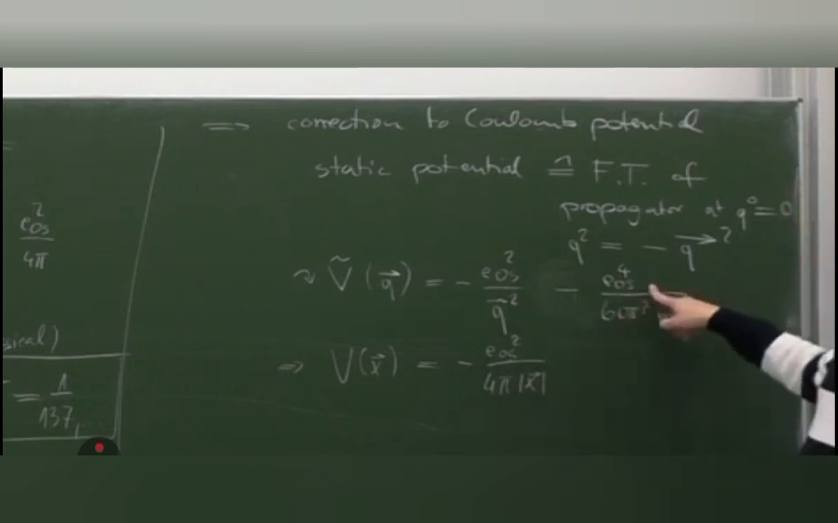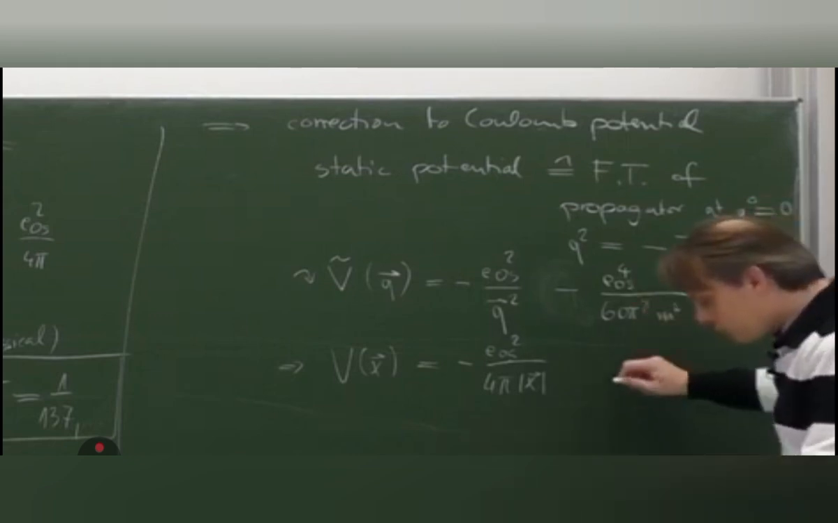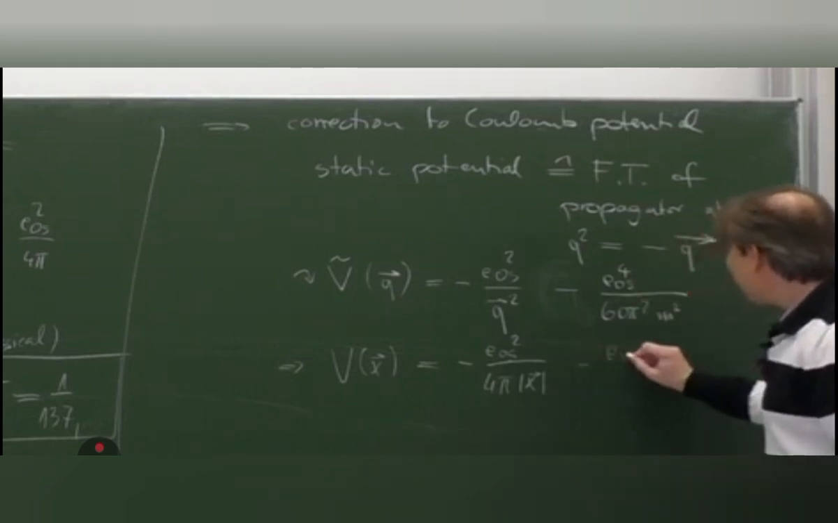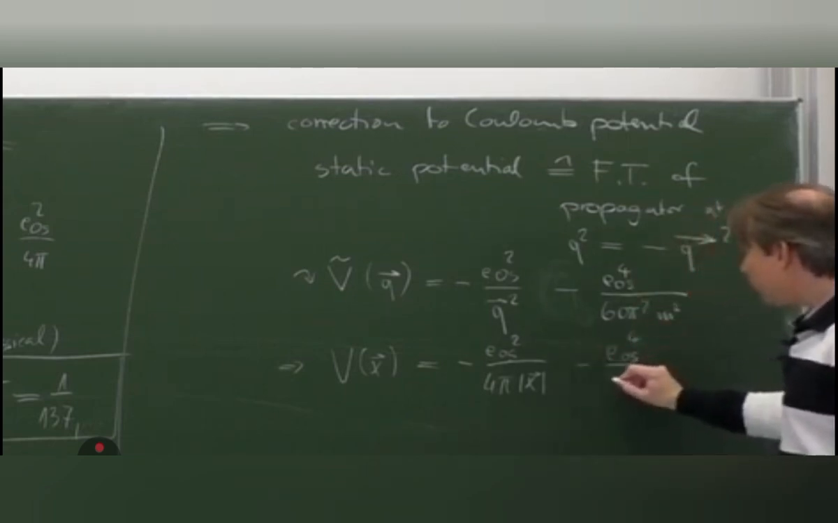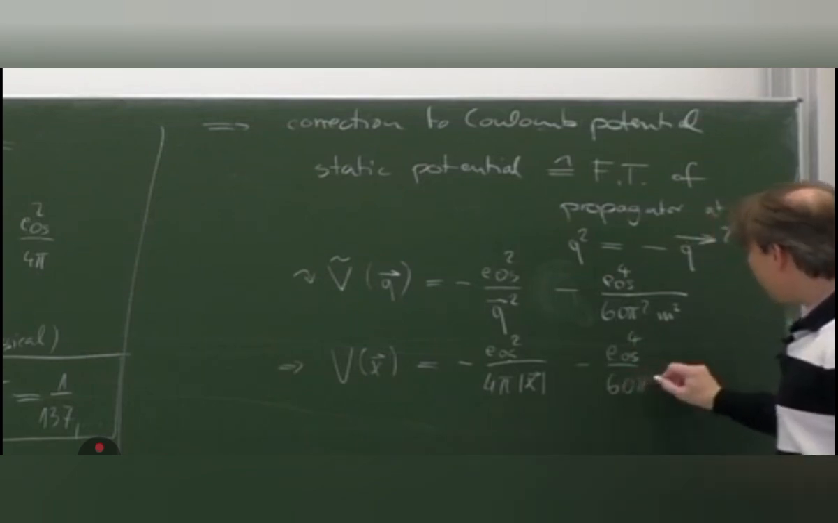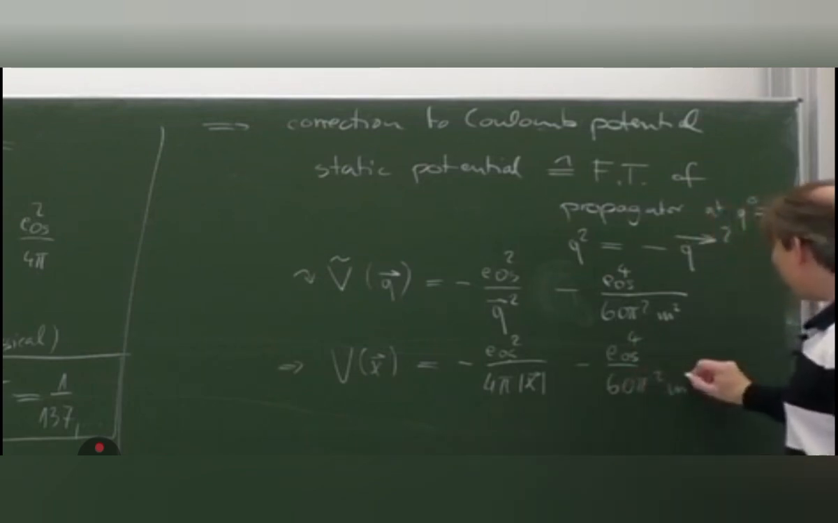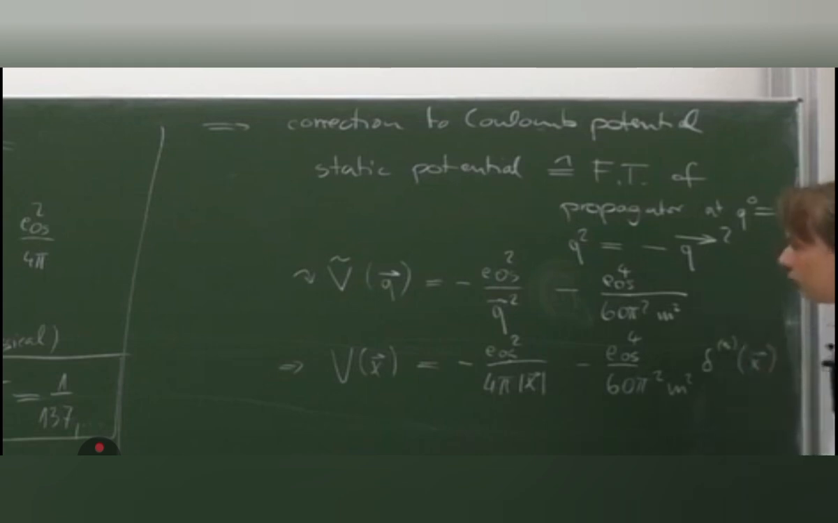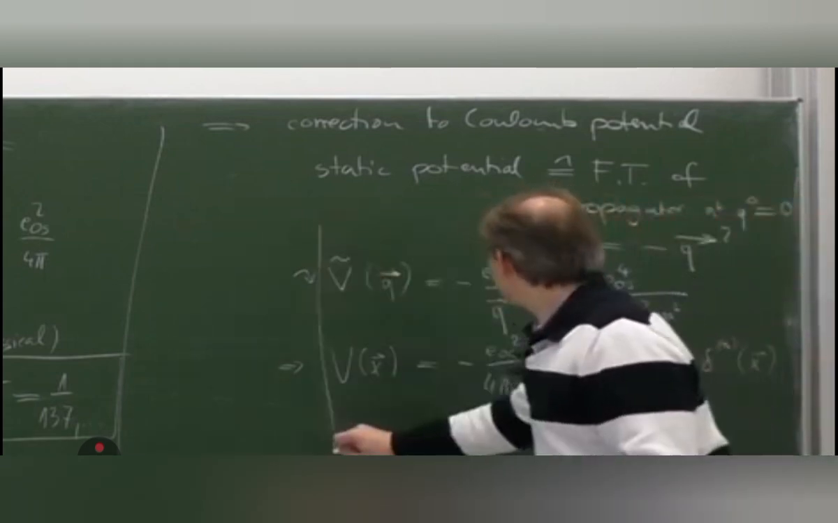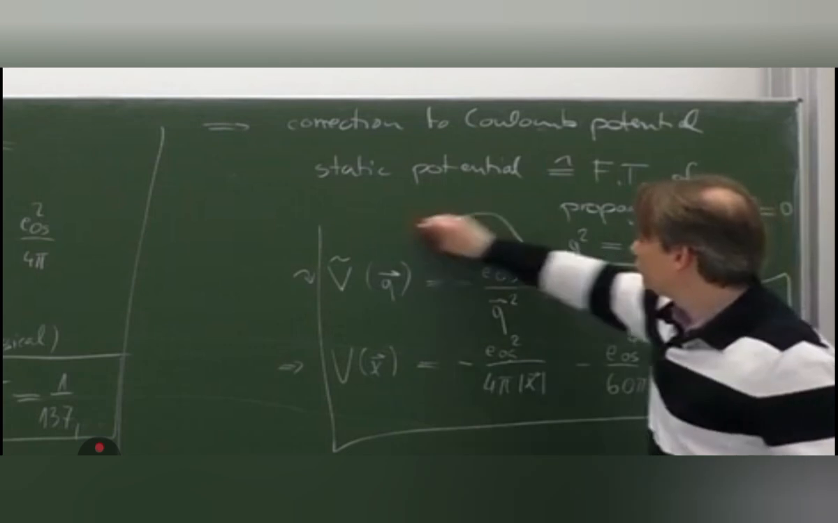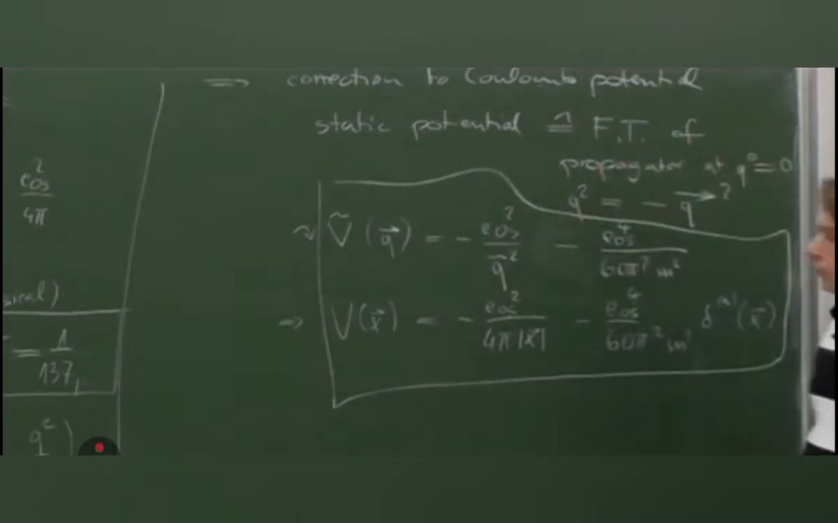And here we get the Fourier transformation of that. That is a constant in momentum space. So the Fourier transformation is just a delta function with the following prefactor: e on shell to the 4th divided by 60 pi squared m squared times a 3-dimensional delta function of x. So here you have it.